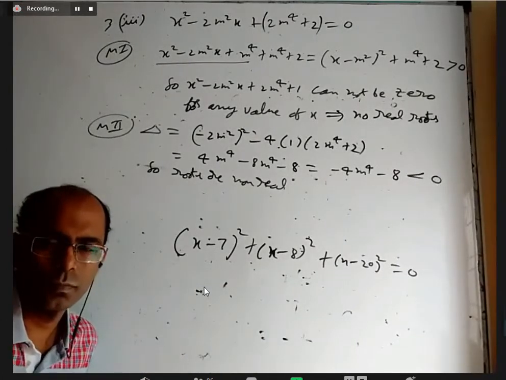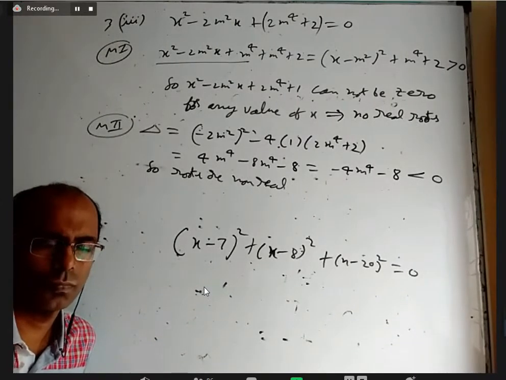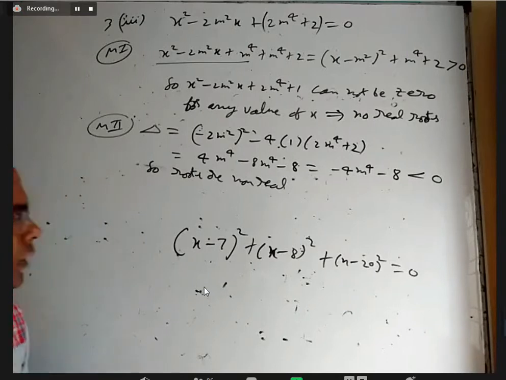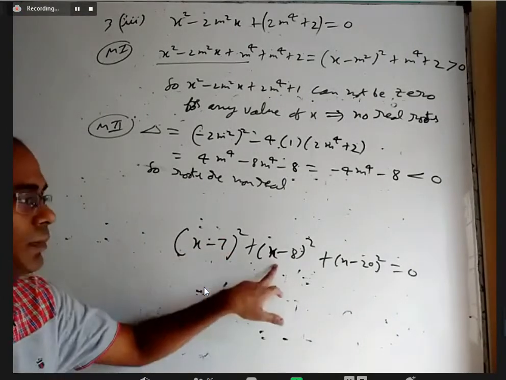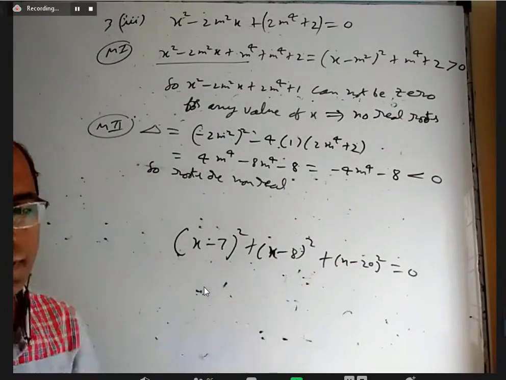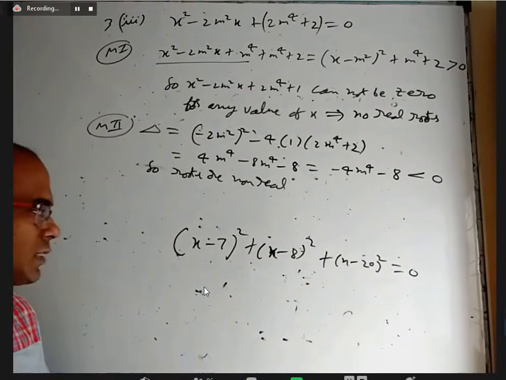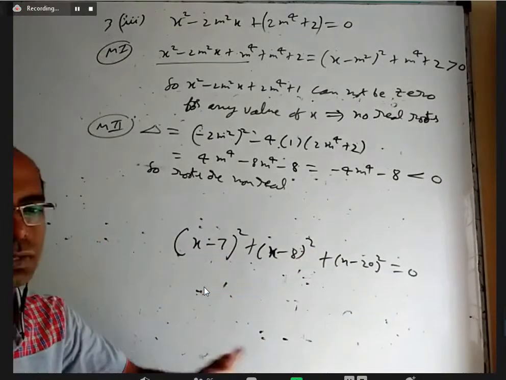Why? Sum of squares, sir. Yeah, each is a perfect square, so it is always positive. This may be 0, this also can be 0, this also can be 0, but there is no number where all can be 0 simultaneously. This is greater than or equal to 0, this is greater than or equal to 0, this is greater than or equal to 0, but their sum is only greater than 0, not equal to 0.